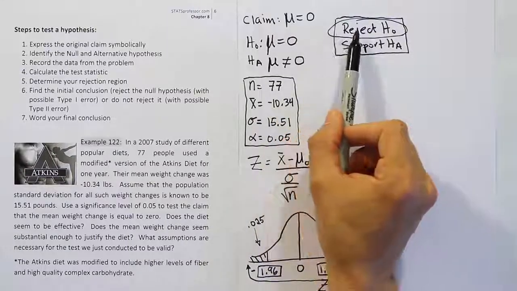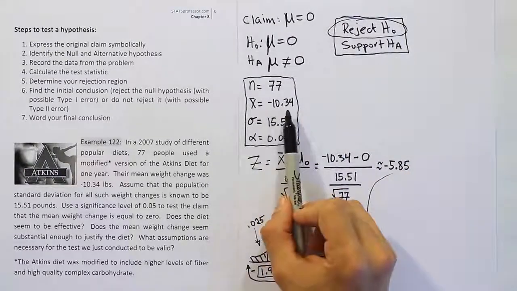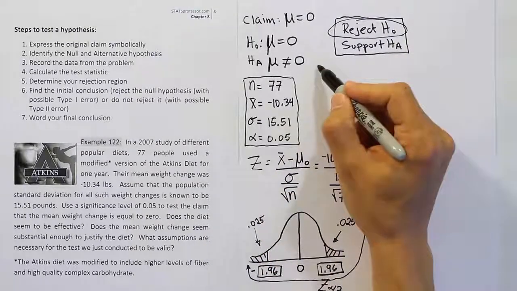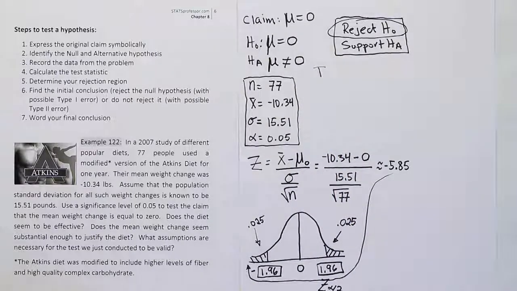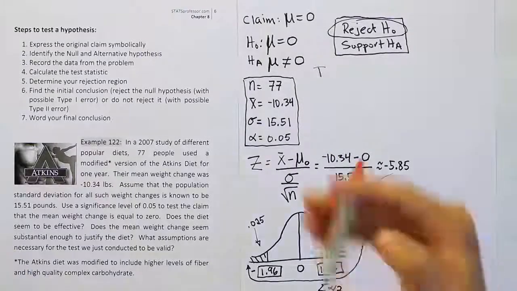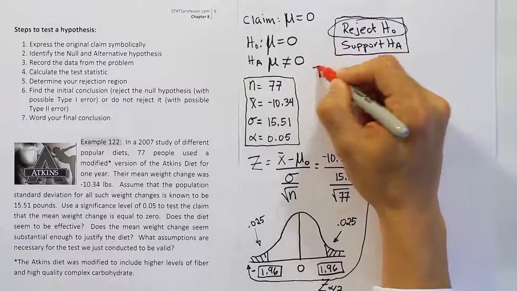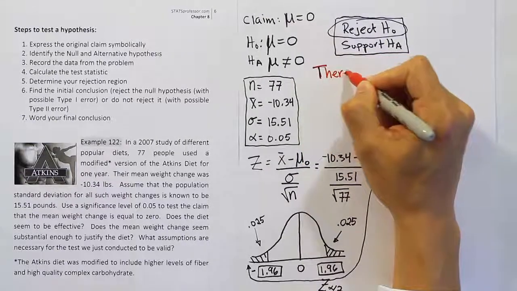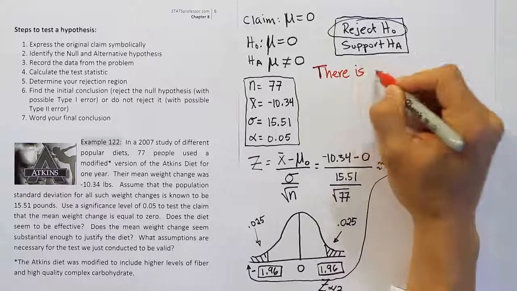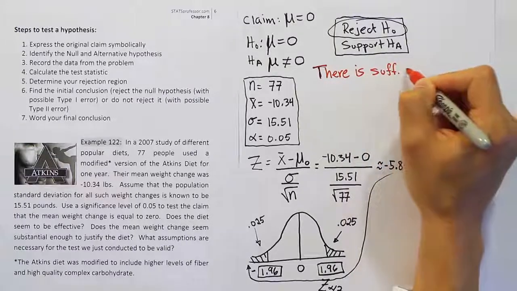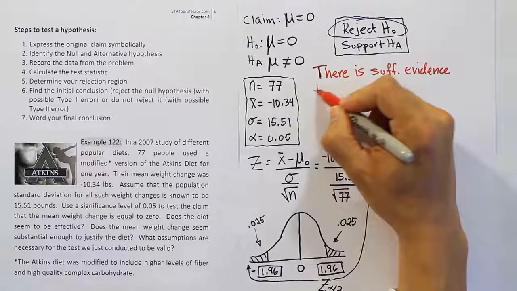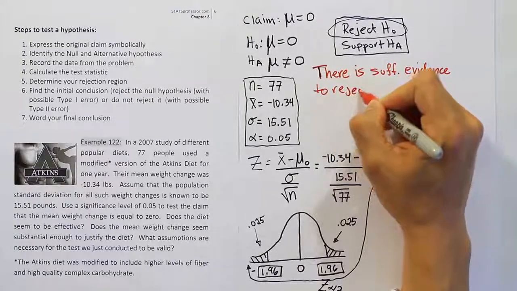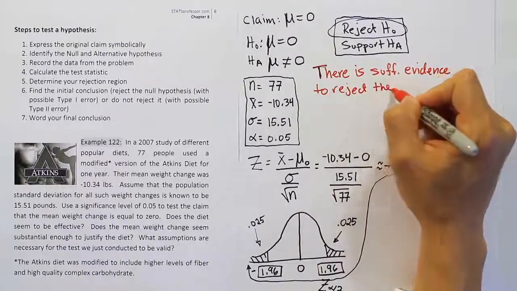But we reject that because it seems that this weight is significant enough to say that the diet does cause weight change. So our answer here in words is going to be, it looks like my marker ran out a little bit there, so I'm going to use it in red. Our answer in words is going to be very simple. We're going to say there is sufficient evidence to reject the claim.